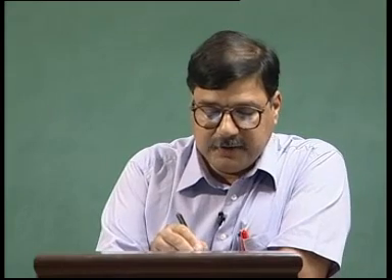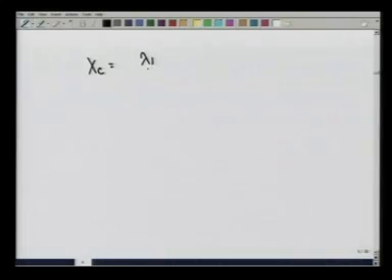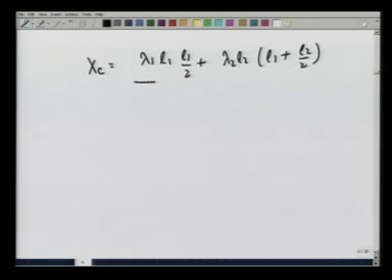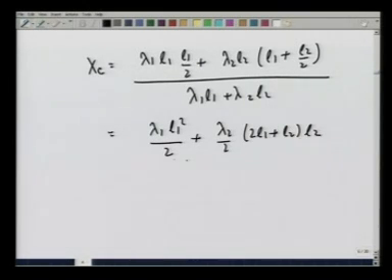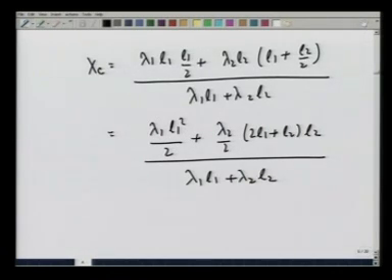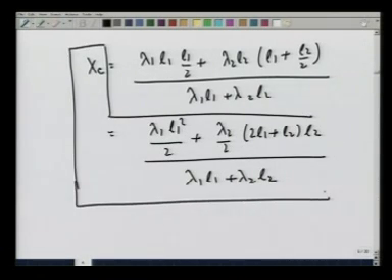So, we have calculated x c to be lambda 1 L1 times L1 over 2 plus lambda 2 L2 times L1 plus L2 over 2, divided by lambda 1 L1 plus lambda 2 L2, which is the same as lambda 1 L1 square divided by 2 plus lambda 2 over 2 times L1 plus L2 times L2, divided by lambda 1 L1 plus lambda 2 L2, which is the same answer as we obtained earlier when we calculated the center of gravity by integrating over the entire area.